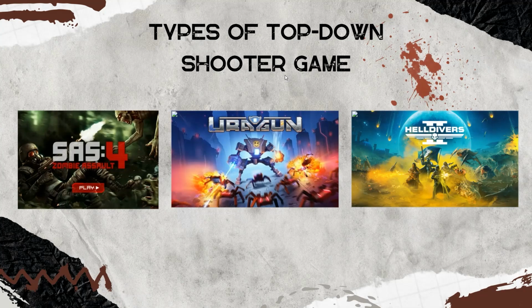The last one is the Helldivers. It is a top-down cooperative twin-stick shooter game developed by Arrowhead Game Studios. It was first released in 2015 and is available on PlayStation platforms and PC. The game is set in a dystopian future where players assume the role of Helldivers, which are elite soldiers that are tasked with protecting a militaristic democracy called Super Earth.